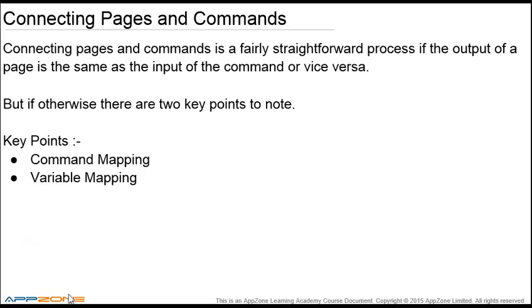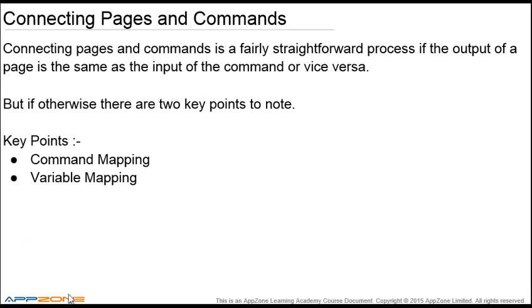So when you are on Flow Designer, all you need to do is specify what field from the page is supposed to map to the other field from a command. So it's fairly straightforward. So that is what we call command mapping. Then you have something called variable mapping in Flow Designer.